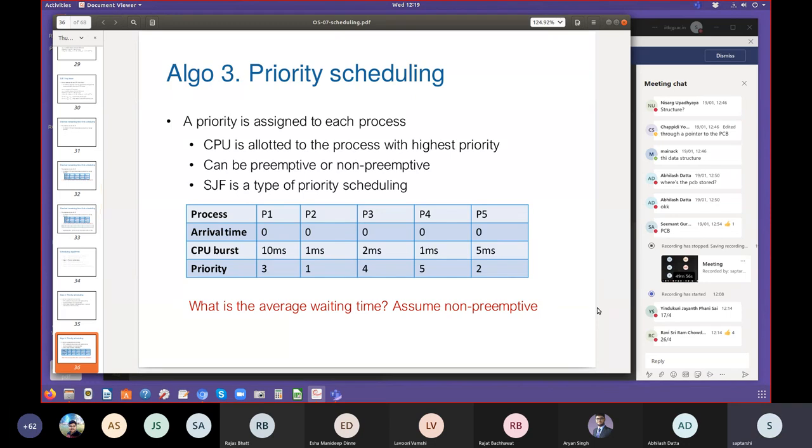So here is another small example. It's too simple. I'm not asking you to work this out because every process comes at the same point of time and there is a CPU burst time and also a priority. So clearly the one with the highest priority will be assigned the CPU first and so on. You can work this out later. I think the answer would come to 8.2 milliseconds, the average waiting time.